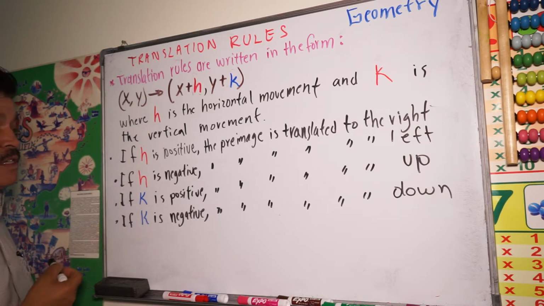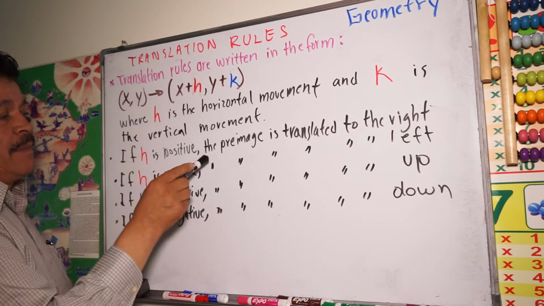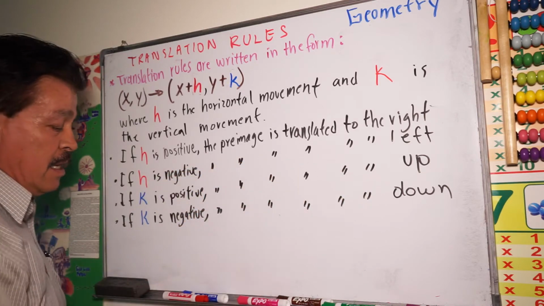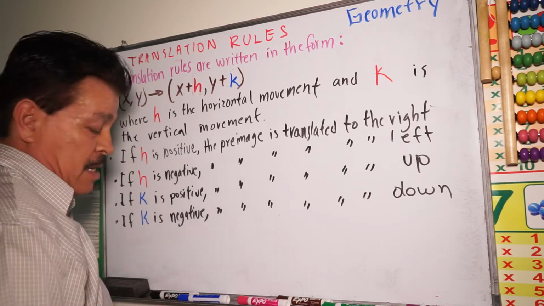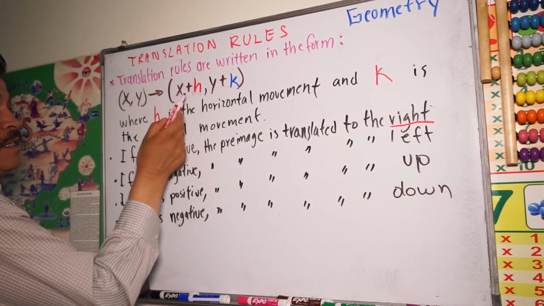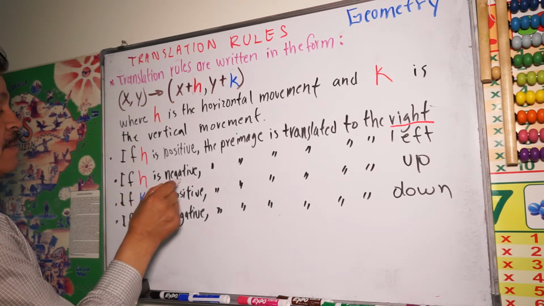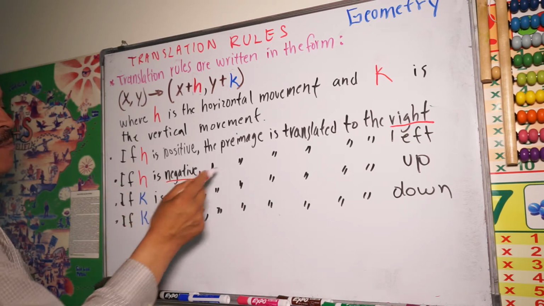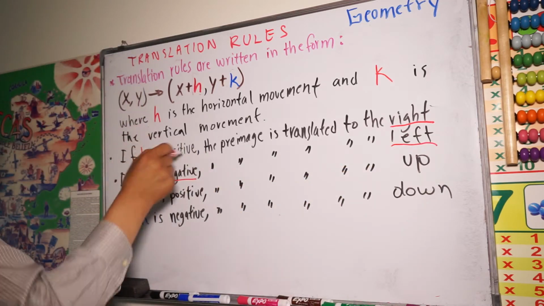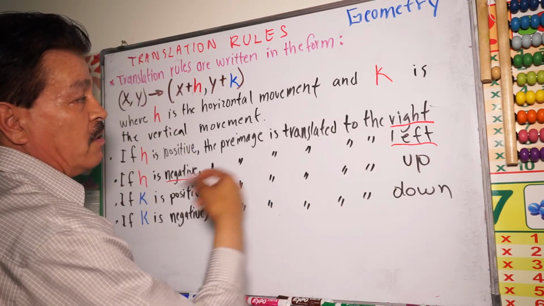The first definition: if the h is positive, the preimage is translated to the right, okay? It's translated to the right if the h is positive, right here. If the h is negative, then the preimage is translated to the left, right? The movement of h is horizontal, okay? Right or left.